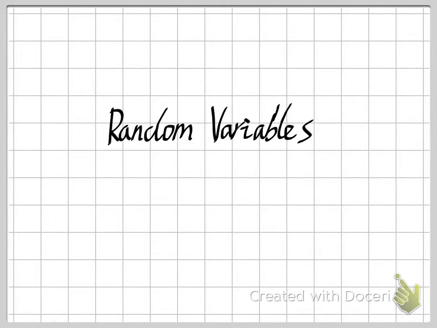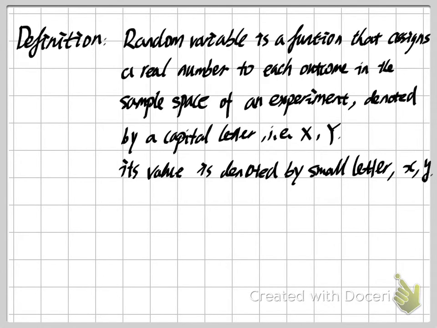So let me first give the definition of a random variable. In fact, a random variable is a function, and this function maps from an outcome in our sample space to a real number. In general, we denote this function or random variable by a capital letter, like capital X or Y or Z. And then the value of this random variable is denoted by a small letter, as small x or y.